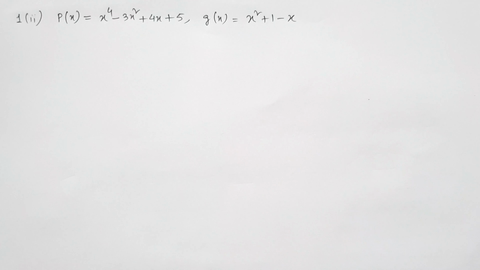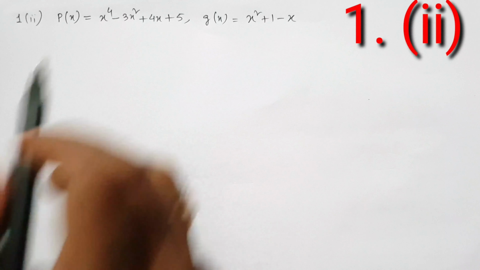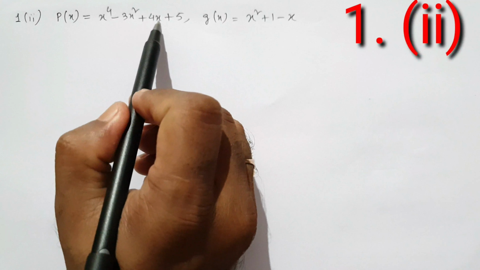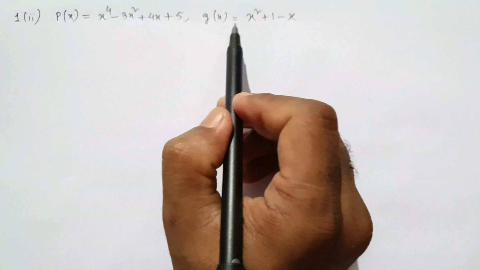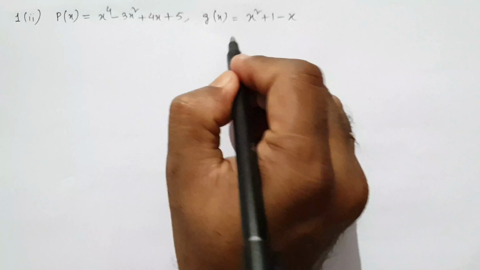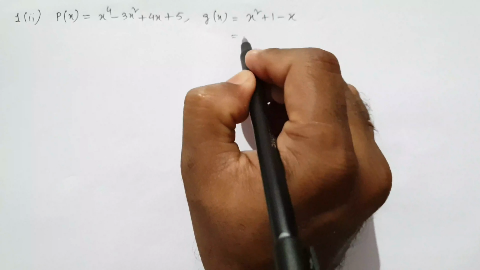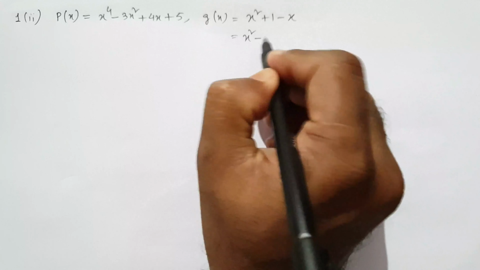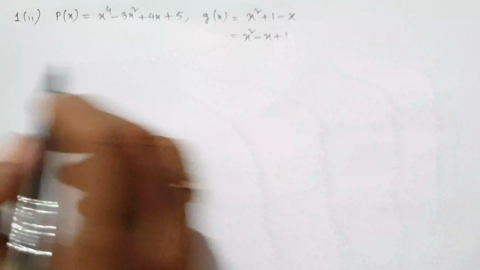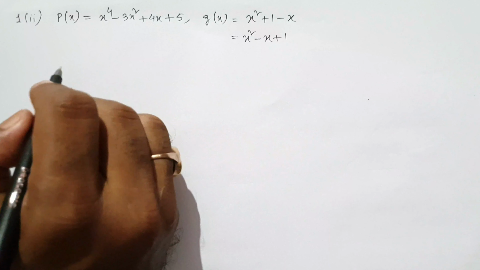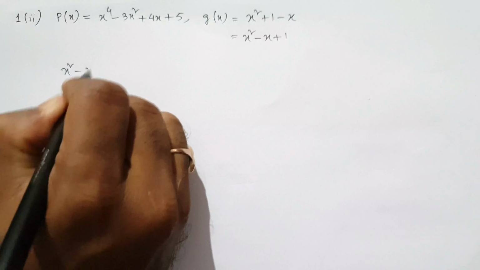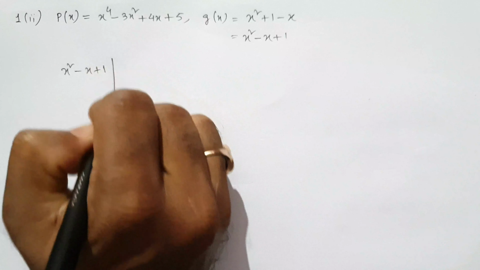Now let's start solving part 2. Here p(x) they have given is x to the power 4 minus 3x square plus 4x plus 5, and g(x) they have given is x square plus 1 minus x. So here we can arrange it: x square plus 1 minus x, this minus x we will bring in front of the 1. We'll just arrange this g(x) here. Now we'll divide p(x) by g(x). So first we'll write g(x) as x square minus x plus 1.